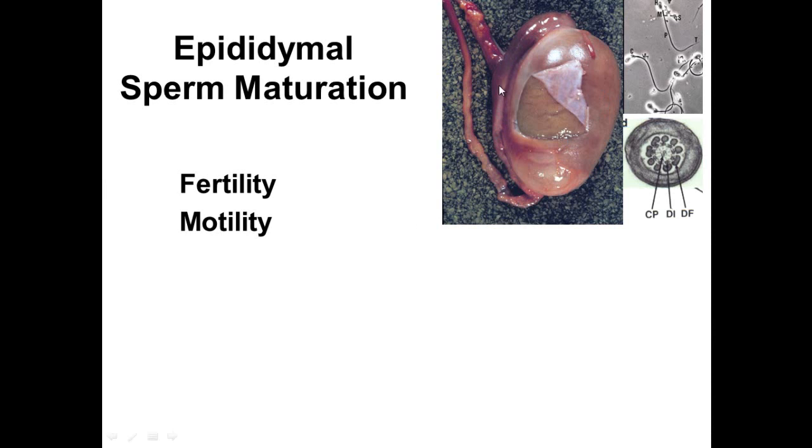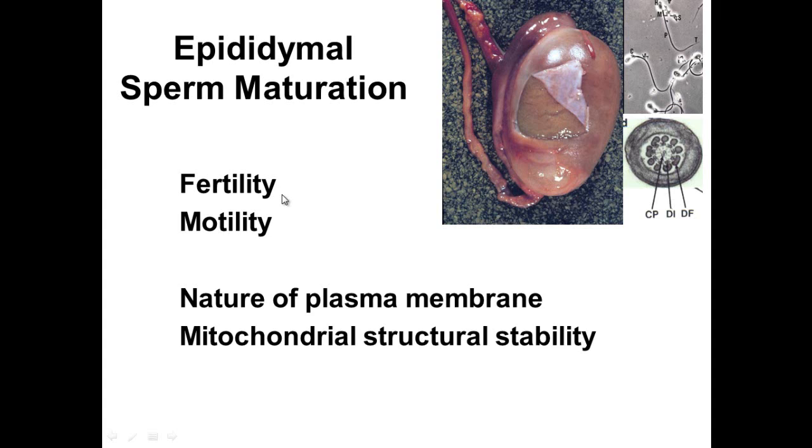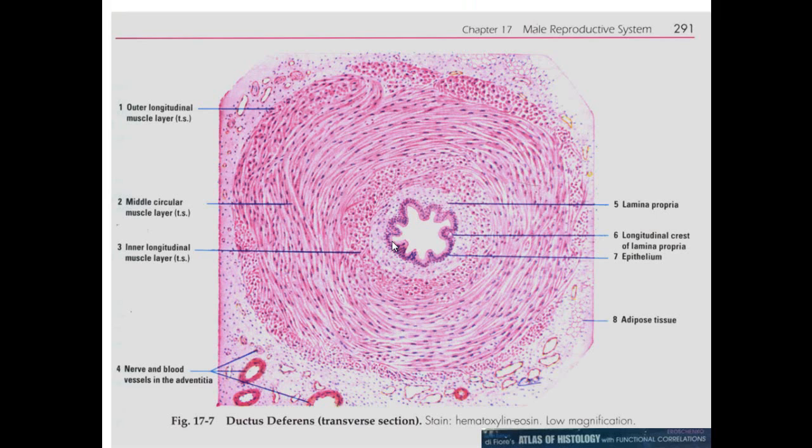Sperm gain their ability to swim, and they also become fertile. You have maturation of the plasma membrane, mitochondria become stabilized with disulfide bonds, and the nuclear DNA changes a little bit. It too is stabilized by disulfide bonds during the transit in the epididymis.